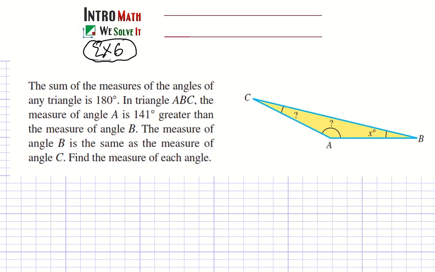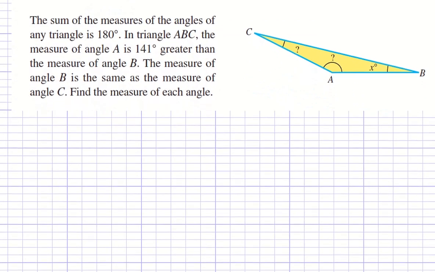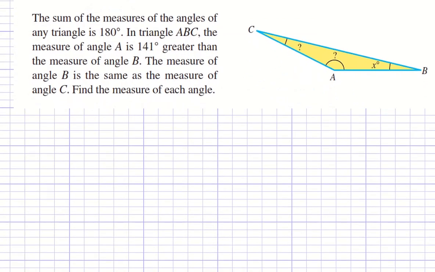It says in triangle ABC, the measure of angle A is 141 greater than the measure of angle B. It's going in the same direction. The measure of angle B is the same as the measure of angle C. You see, find the measure. It's the same thing. They just change a little bit here and there, but it's probably similar to the one we saw previously.